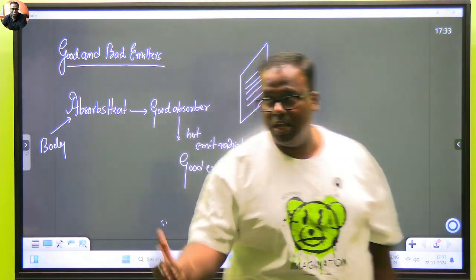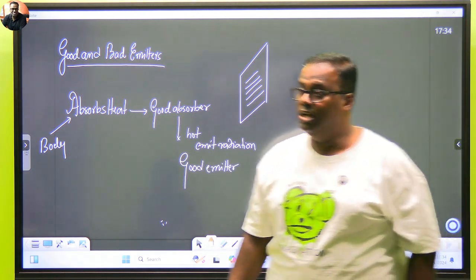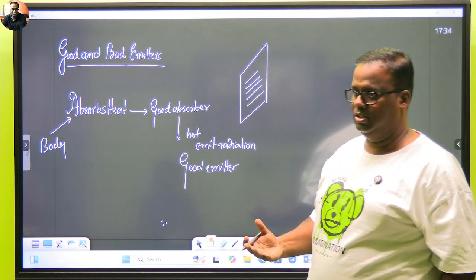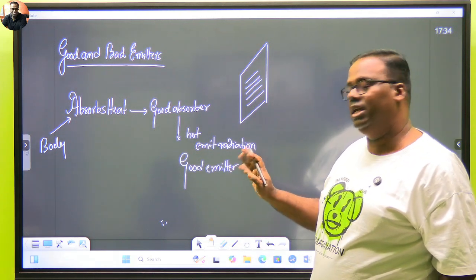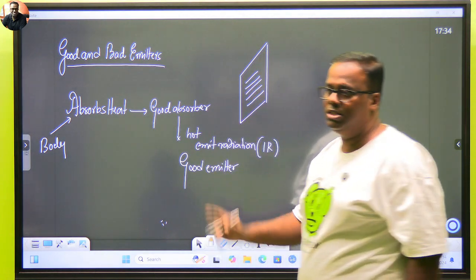A black body absorbs heat when it is brought near a hot object. And when the black body itself is hot, it will also emit radiation. Radiation means, out here we are talking about IR only. So it's a good emitter of heat.